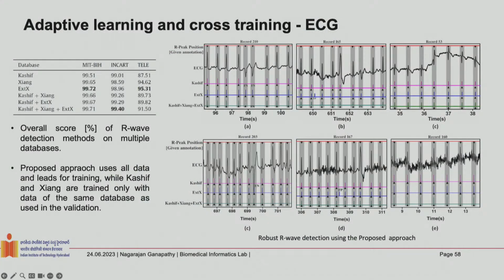They were picked up by our algorithm, and then we also showed that our algorithm can adapt with Kashif, which is 14 different algorithms, and it can adapt with Xiang also. By adding that also, it is not affecting individual performances. That's what we checked.